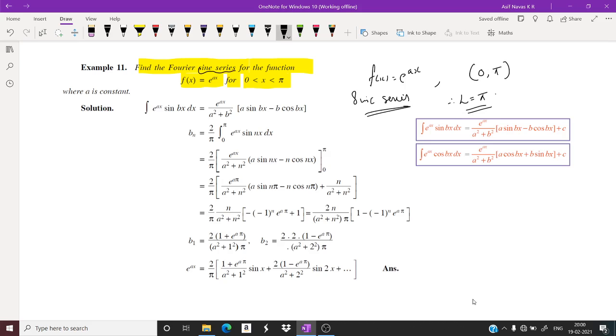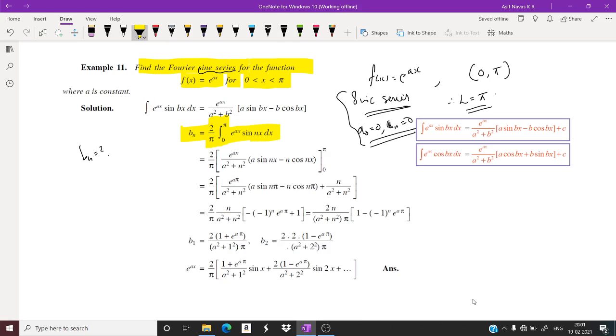For a sine series, we know that a naught is equal to 0 and a_n is equal to 0. So the only remaining thing is b_n, and we want to find b_n. By definition b_n equal to 2 by L, L is pi, integral 0 to L, L is again pi, so integral 0 to pi e raised to ax sin n pi x by L. Pi and pi get cancelled, so sin nx dx.